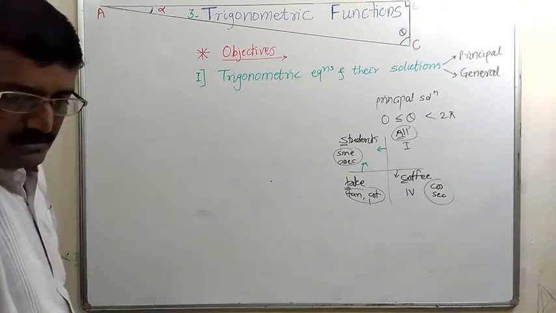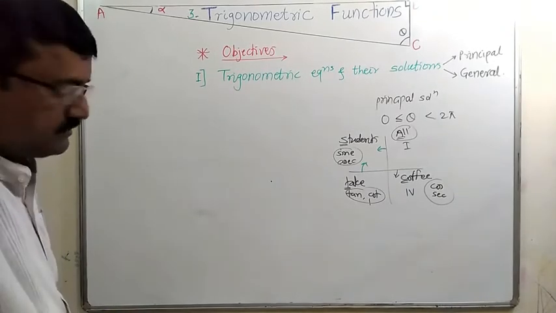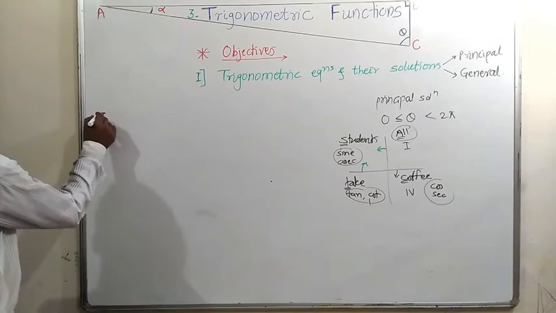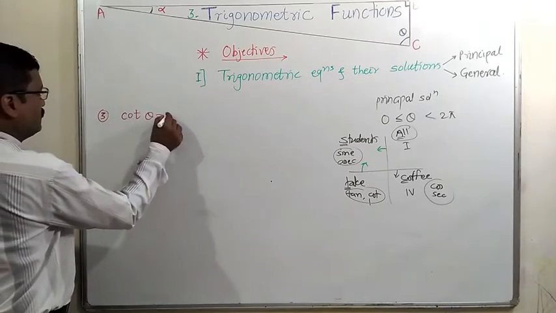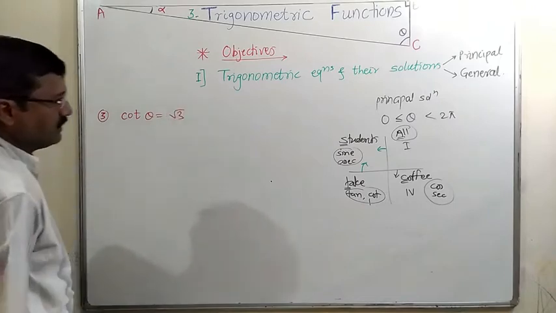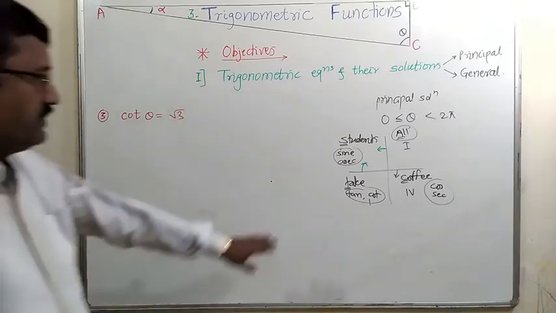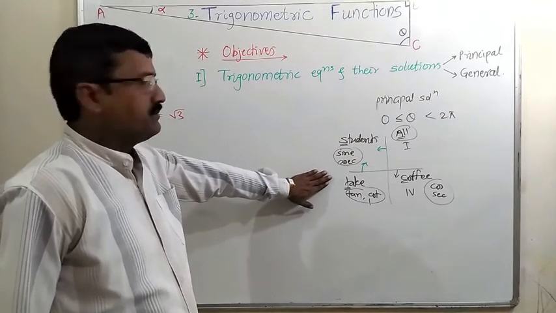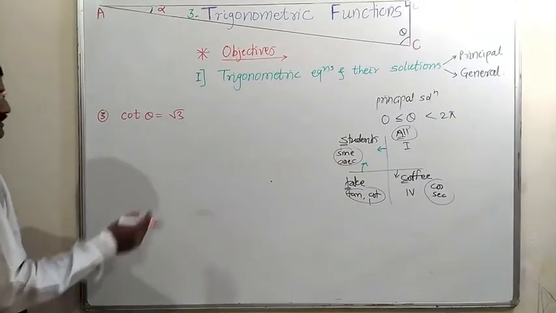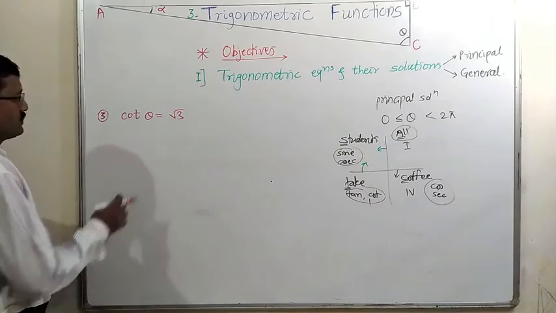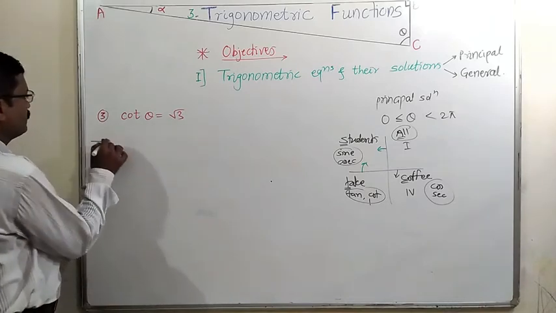Let us see the third one. That is cot theta is equal to root 3. This figure is very much important in this type of example. So remember this chart of positive trigonometric ratios. Cot theta equal to root 3.